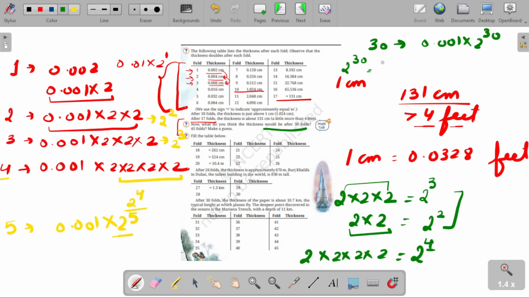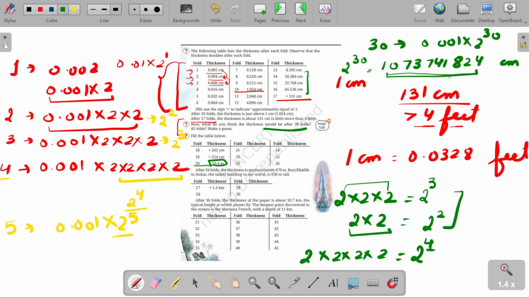That means you will multiply 2 thirty times, right? And it will give you almost 1073741824 centimeters. This much big, right? Now, in this table we are using centimeters, but after a certain time, after the 20th fold, they have converted them into meters, because it will take less space, and it is convenient also to pronounce or to say it, right? This is so big a value even to say.